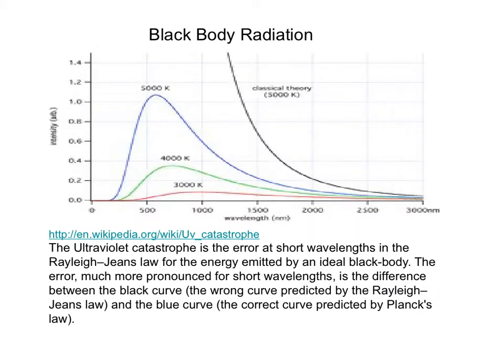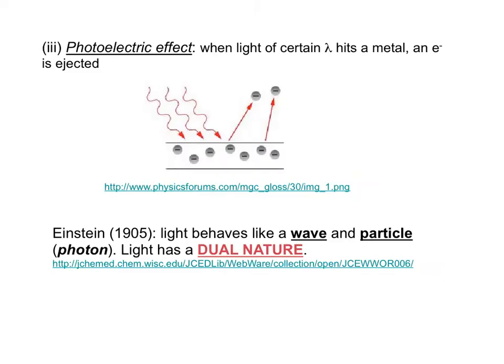So a solid heated to 3000 K is red hot, 4000 K is yellow or green hot, and 5000 K is blue hot. So the hotter the solid, the shorter the wavelength emitted. When light of a certain wavelength hits the metal, an electron is ejected from the surface of the metal. This was a strange observation. How does a wave of light interact with a particle? Einstein theorized that light behaves like a wave and a particle, which he called a photon.